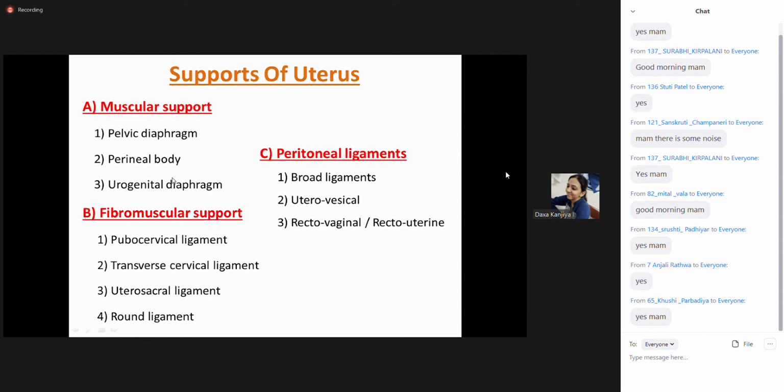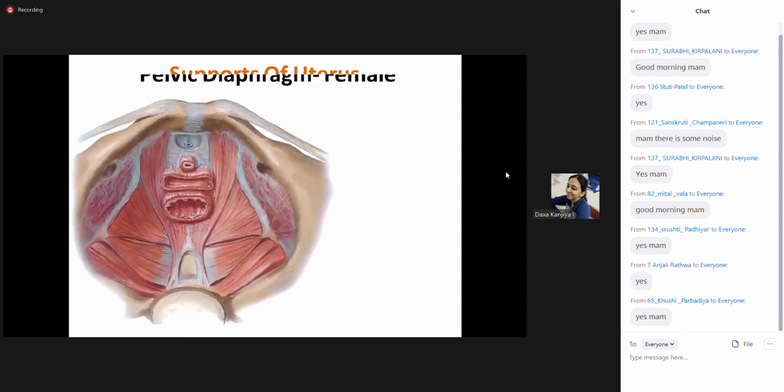Now let me show you one diagram of these muscular supports so that you can get an idea how they support the uterus. Detail you will learn in the pelvic cavity. So which are the muscles forming the pelvic diaphragm in the female? See, here you can see the pelvic diaphragm of the female, which is pierced by three openings: anteriorly the urethra, then the vagina, and then the anal canal. So in the female, three.